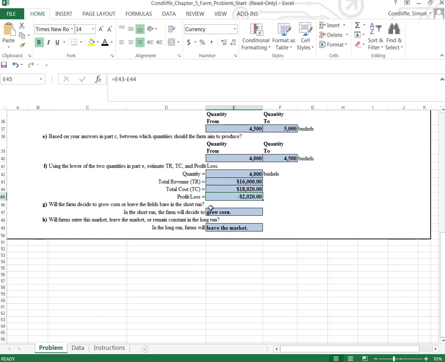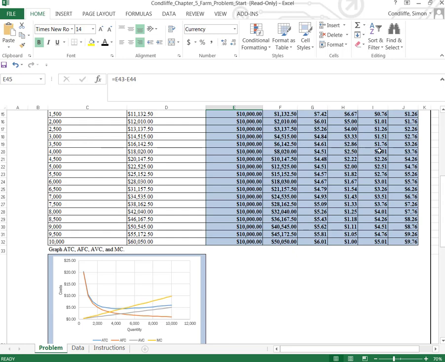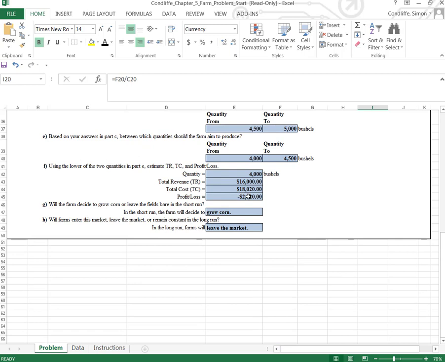In the short run, the farm will decide to grow corn. It will decide to grow corn because at this output, we are covering our average variable costs. So at this output, average variable costs are just a little over $2 here. And we're selling each bushel for $4. So that excess, that $4 minus the 2.01, is helping to pay down the fixed costs and shrink the loss. Were we to shut down, we would have to still pay those fixed costs and the loss would be far wider. So we decide to grow corn and make this smaller loss.